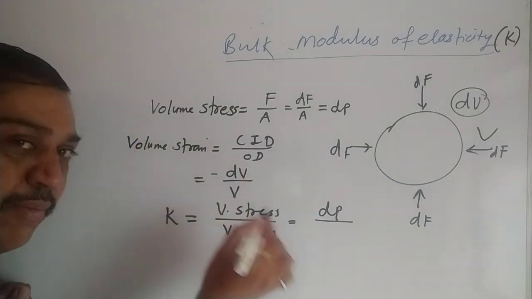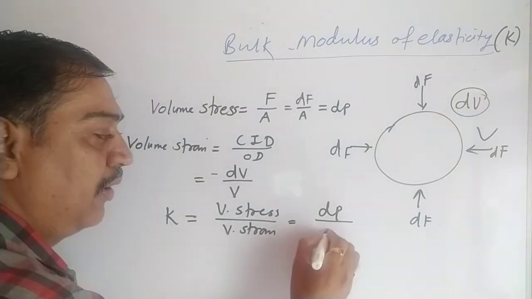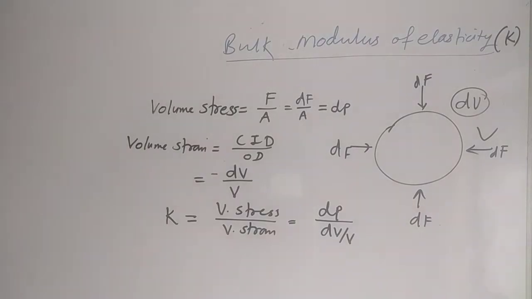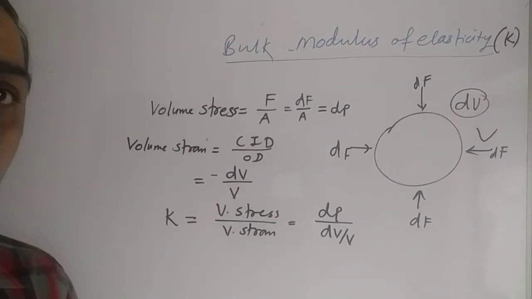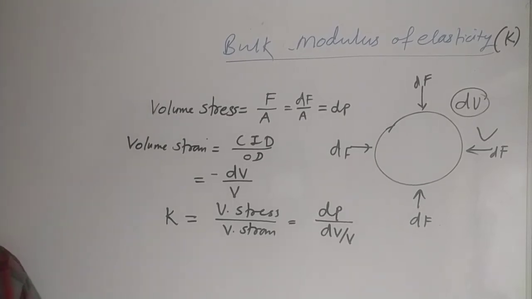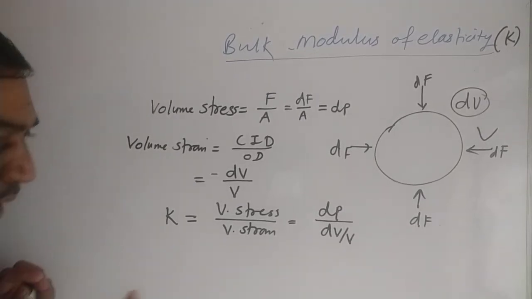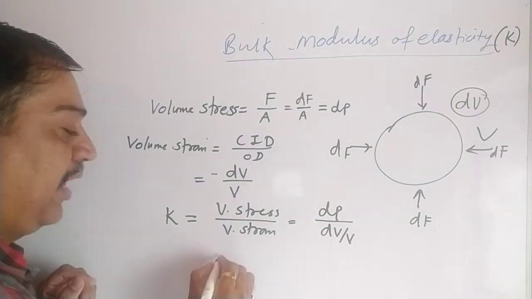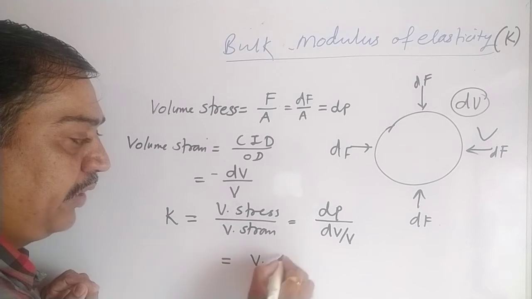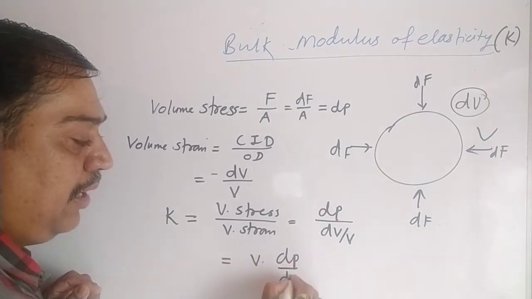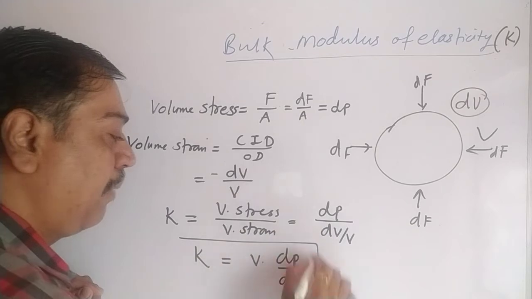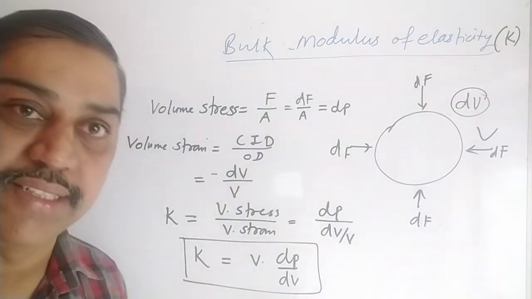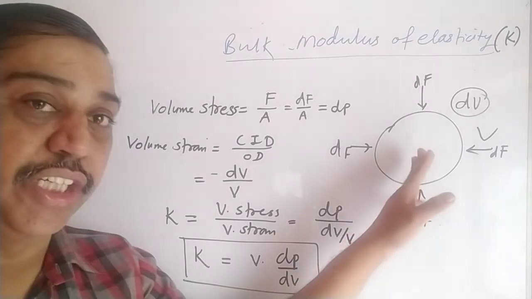So suppose I have not taken the minus sign here. You can write the magnitude we have taken. It is dV by V. Such a thing we can write for this. Now, related to volume, we can write this dV by V. Now if you solve it further, just put this value, dP divided by dV by V. What can we write? V goes to the numerator: V into dP divided by dV. That is nothing but the bulk modulus represented by K. So this is the formula for the bulk modulus of elasticity that we have found for a change in volume.